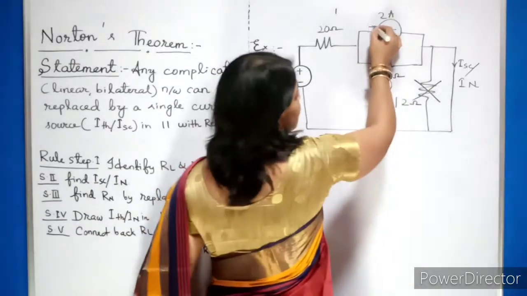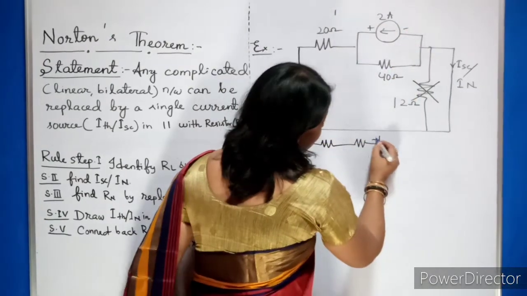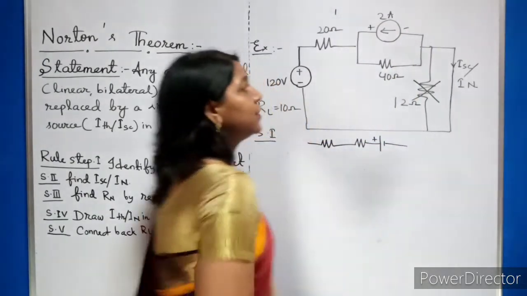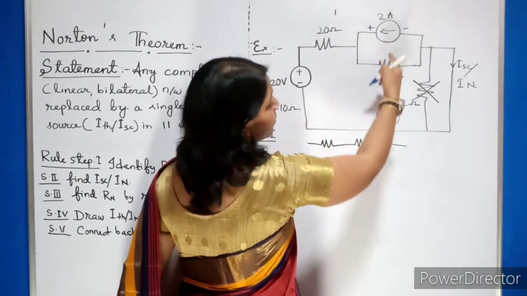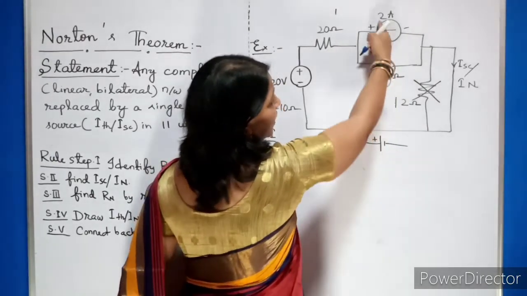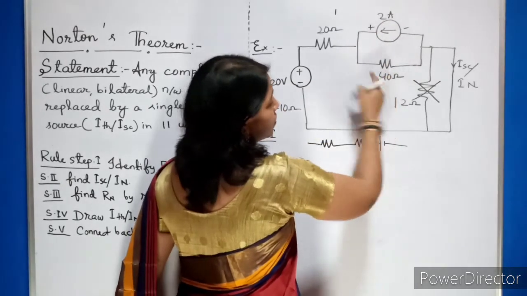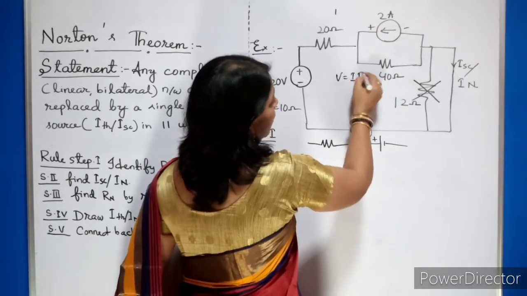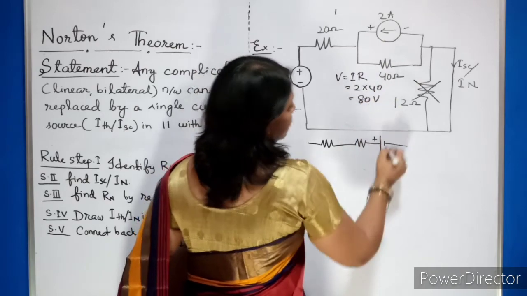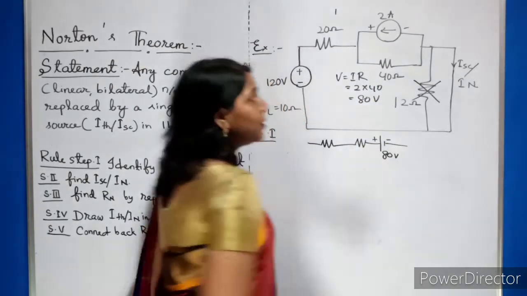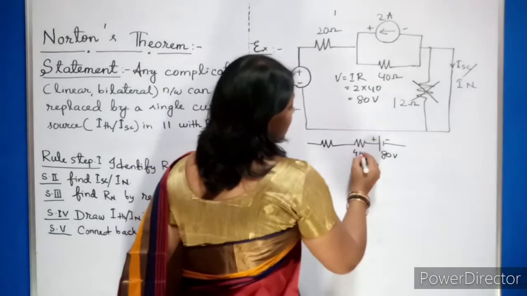It indicates this is positive, this is negative. So give your voltage source positive, negative. Now what is this voltage? V equal to IR. The resistor value is 40, current is 2. So if you apply V equal to IR, it is 2 into 40 equal to 80 volt. Clear?